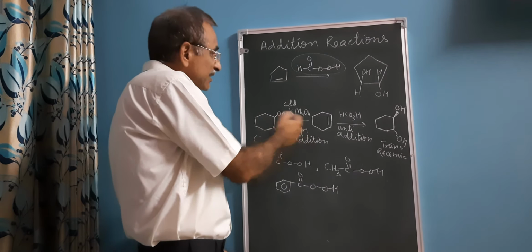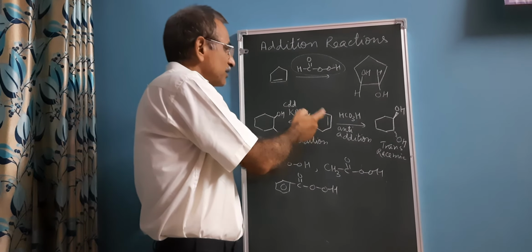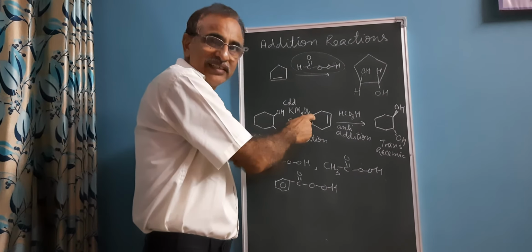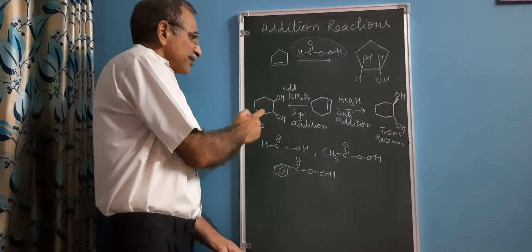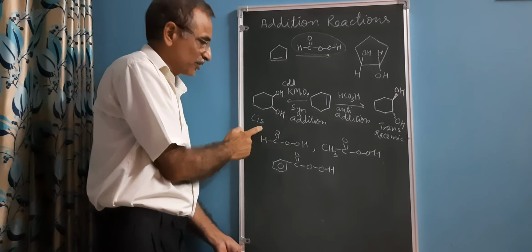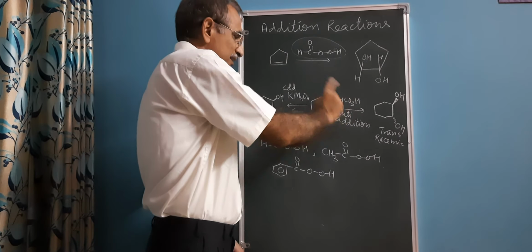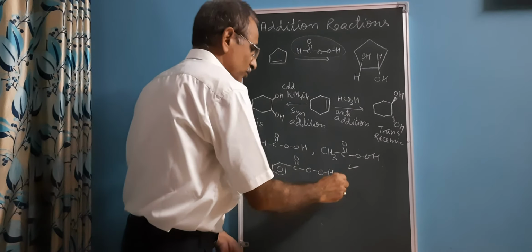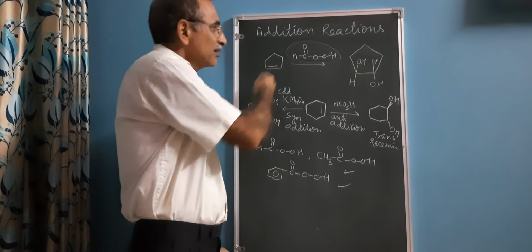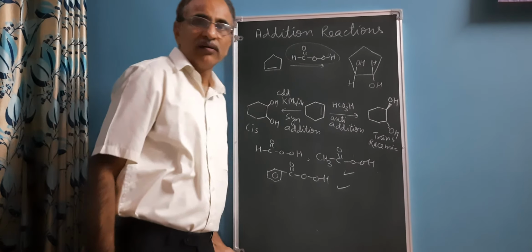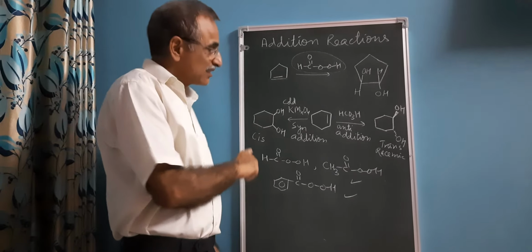In case of syn addition, in place of performic acid, use cold potassium permanganate solution, that is cold Bayer's reagent. Here syn addition takes place and that results in formation of the cis product. In place of performic acid, you can use these two peroxy acids also. This is how addition of two OH groups to a particular double bond in a cyclic compound takes place.